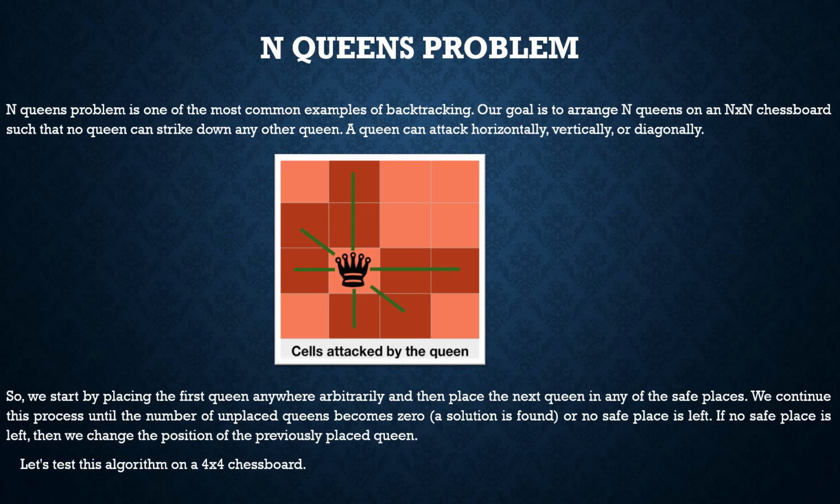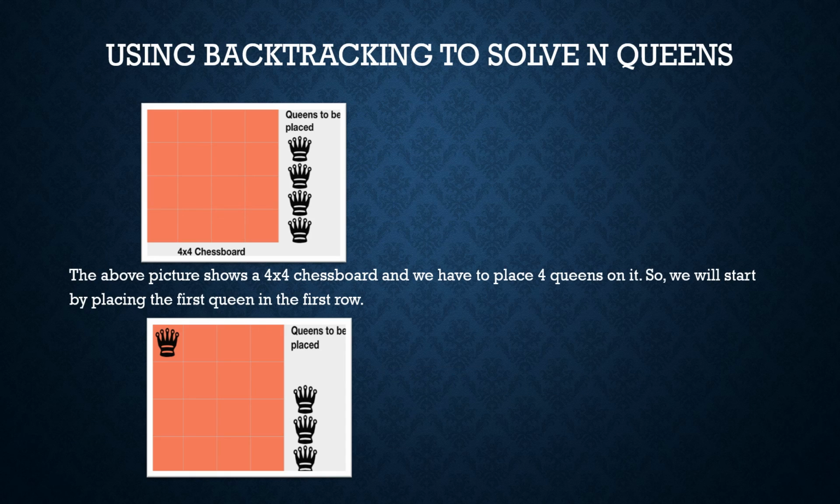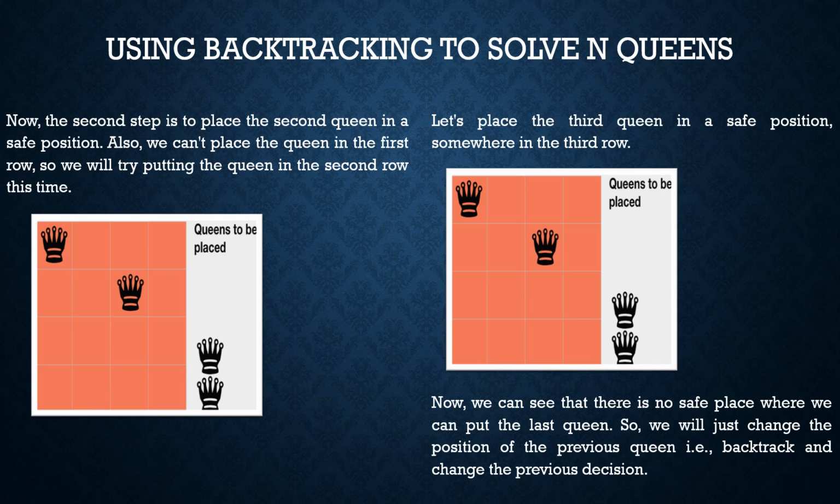Let's test the algorithm on a 4x4 chessboard. Using backtracking to solve N-Queens. This picture shows a 4x4 chessboard and we have to place 4 queens on it. So, we will start by placing the first queen in the first row. Now, the second step is to place the second queen in a safe position. We cannot place the queen in the first row, so we will try putting the queen in the second row this time.